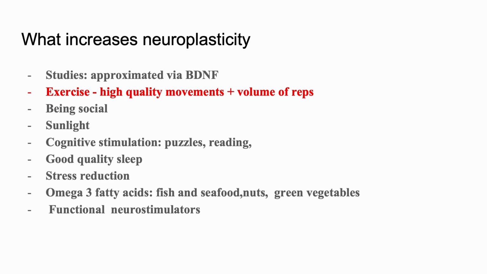And by far, and there's a million and one papers out there that go over this, by far the best way to increase neuroplasticity, increase NP, is via exercise, especially after a stroke. So typically, high quality movements and high volumes of reps.